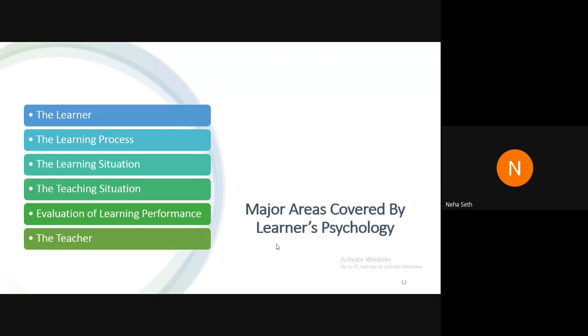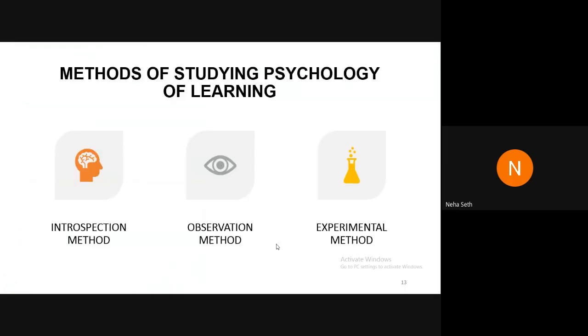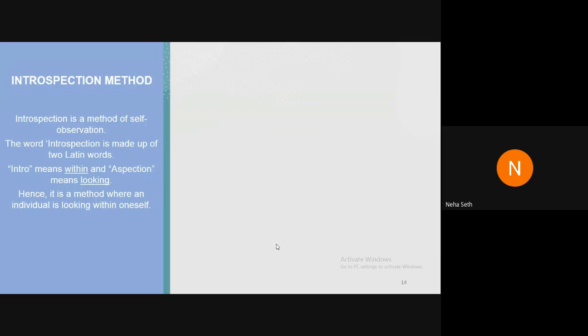Please come to the next slide. Now, there are three different methods of studying the psychology of learning, which include the introspection method, observation method, and experimental method. Please come to the next slide.